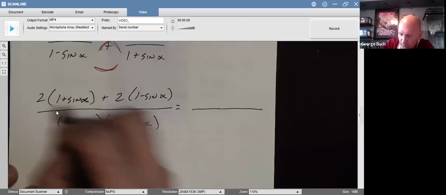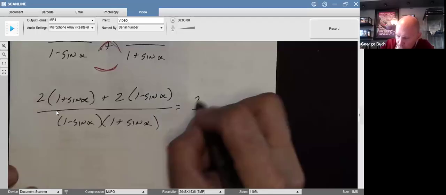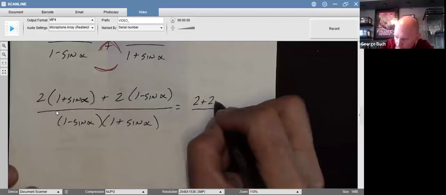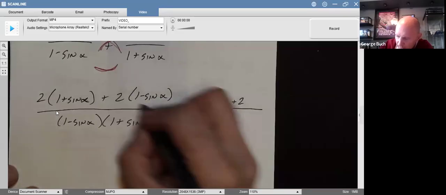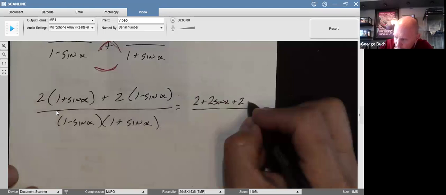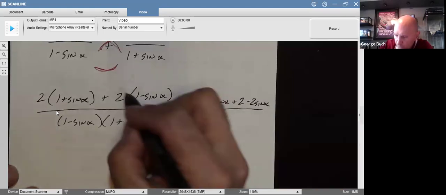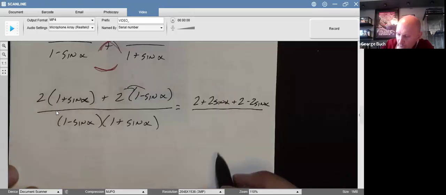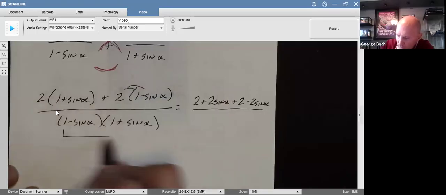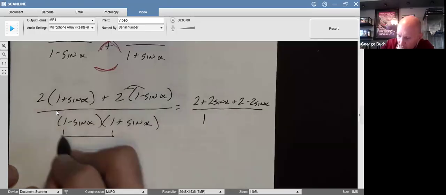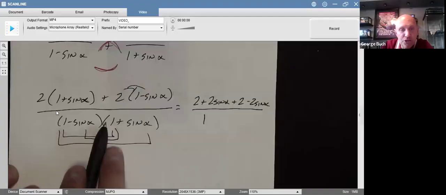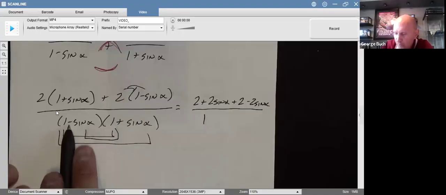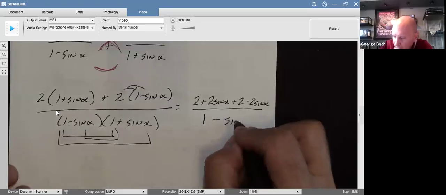So when I do this, distribute the top, this is 2 plus 2 sine of alpha plus 2 minus 2 sine of alpha. So distribute this 2 to both of these. And then on the bottom, I have to FOIL it. So I have 1 times 1 is 1. The outside and the inside term cancel. Plus sine of alpha minus sine of alpha. This is our conjugate. So that's always going to happen. The outside and inside cancel. So then negative sine times positive sine is minus sine squared of alpha.